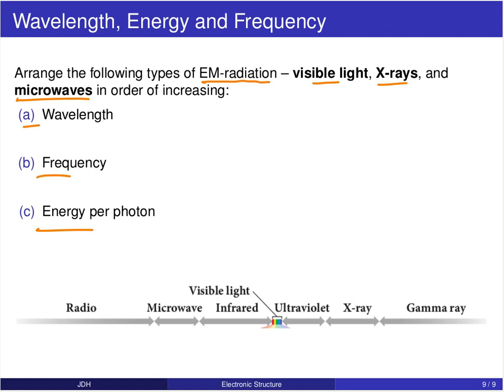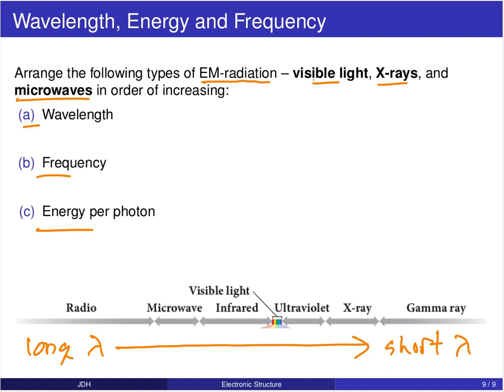Okay, so for the first one, for wavelength, we know that this far left-hand side of the EM spectrum corresponded to relatively long wavelengths, and as you move from left to right, you get relatively short wavelengths, short lambdas. So basically, we need to come up here and rank our 3 different types of radiation in order of increasing wavelengths. So we're going from the shortest wavelength to the longest wavelength.